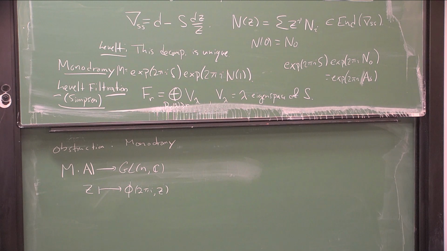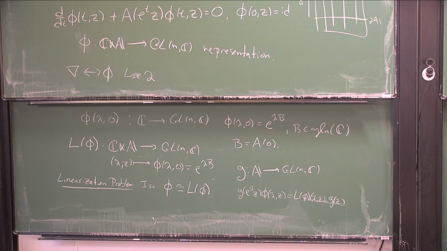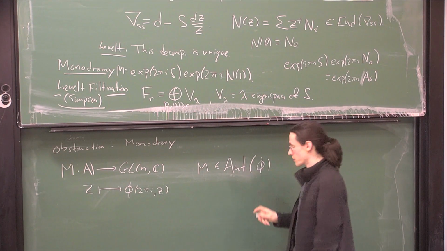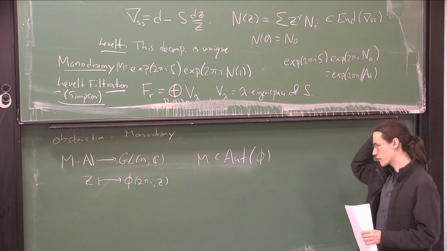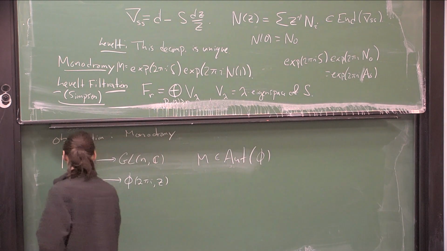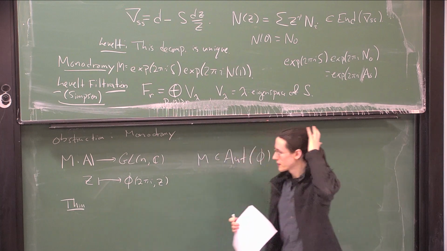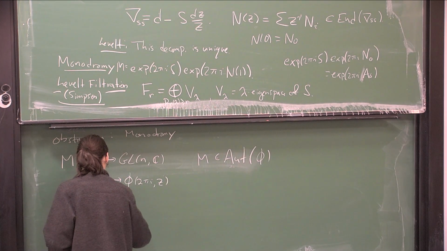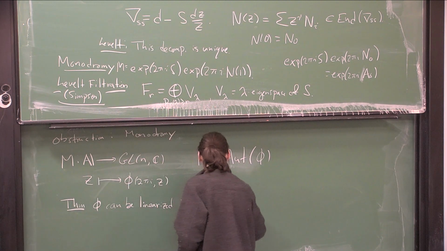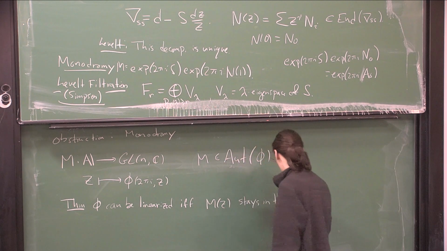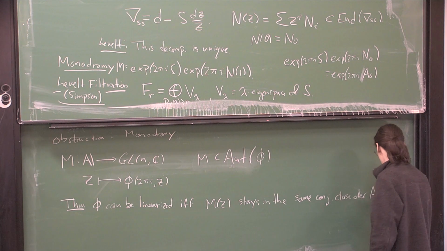That was the kind of mysterious thing from the perspective of differential equations, which is obvious from this perspective. And it's not just a holomorphic map. M is actually an automorphism of phi. And this thing, you can think of it as the abstraction of monodromy. So this is something I showed in a paper I put up on the archive maybe over a year ago. It's that phi can be linearized if and only if M of z stays in the same conjugacy class over all of A1.